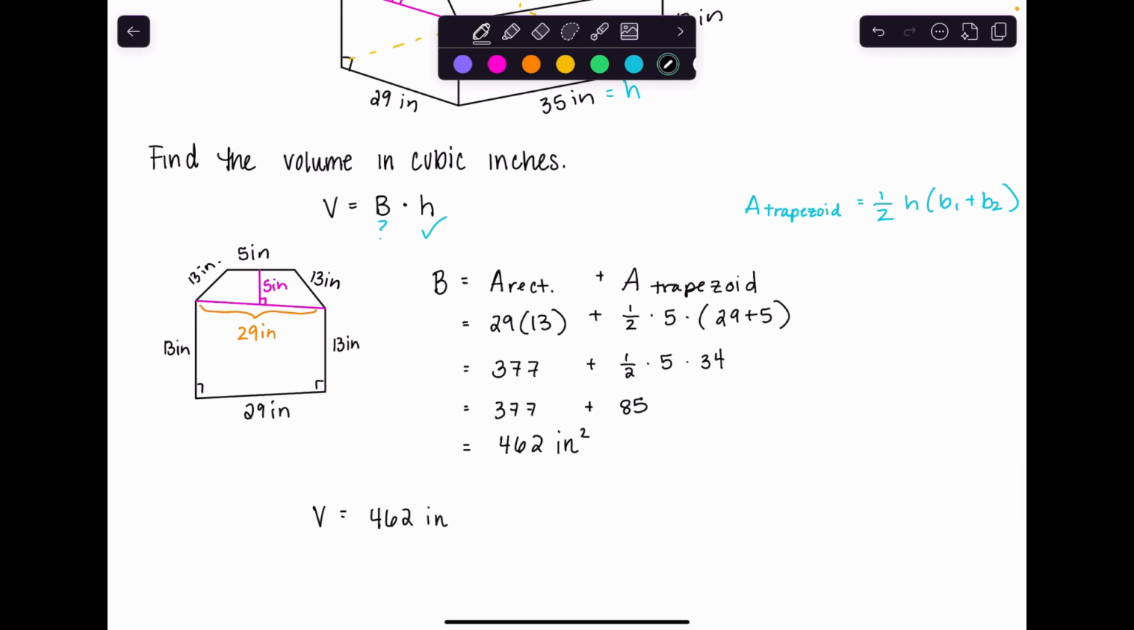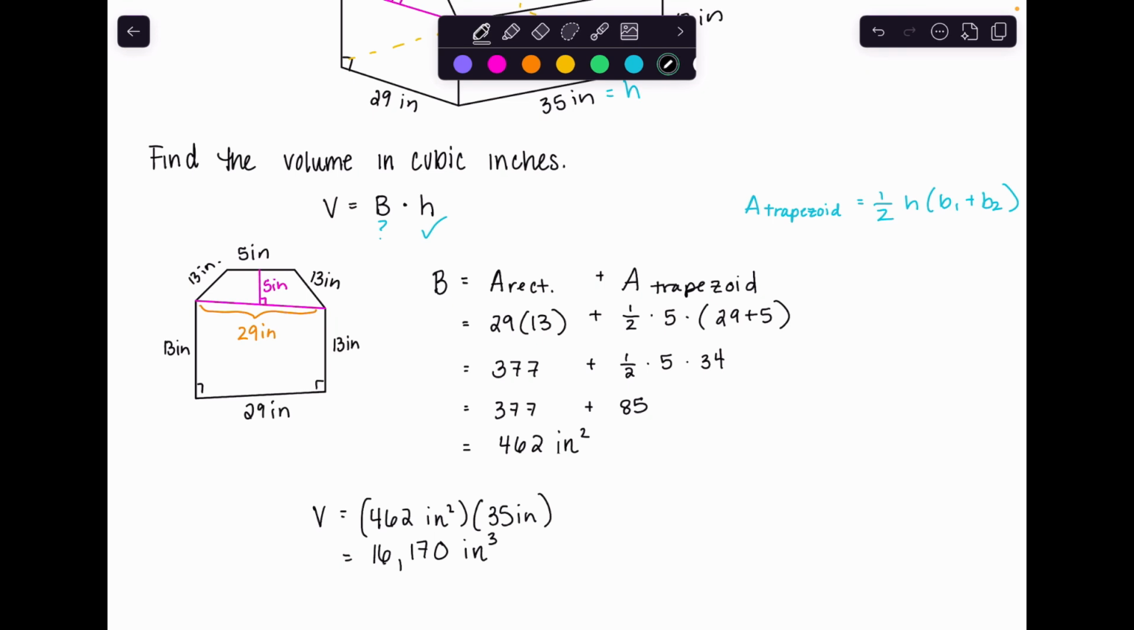And just to show you the units work out, the area of the base is in inches squared. The height is 35 inches. So going through and multiplying those gives us 16,170. And the inches times inches gives us inches cubed. Okay? So that is the volume of this object.